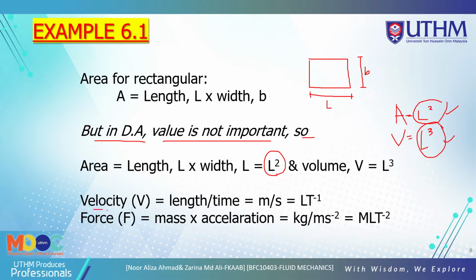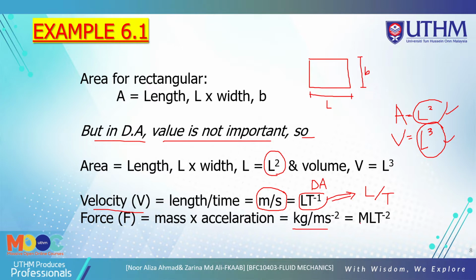The velocity is length divided by time, meter per second. Converting to DA units, mass is M, meter is length L, and second is time T, so velocity is length times time to the power of minus 1, which can also be written as length divided by T. And force is mass times acceleration, so the unit is kg meter per second squared.